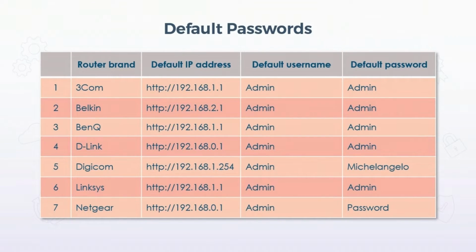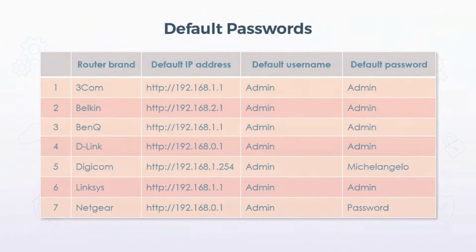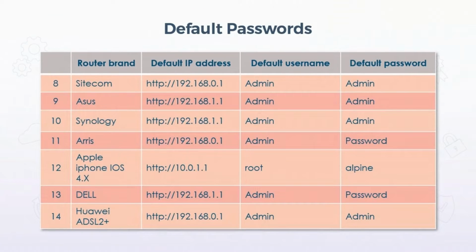Now let's look at an example. We're going to see a lot of the same stuff here. Admin, password, root, alpine, just variations of those types of things. And let's not forget the most common passwords like 12345, ABC123, or putting two and two together.